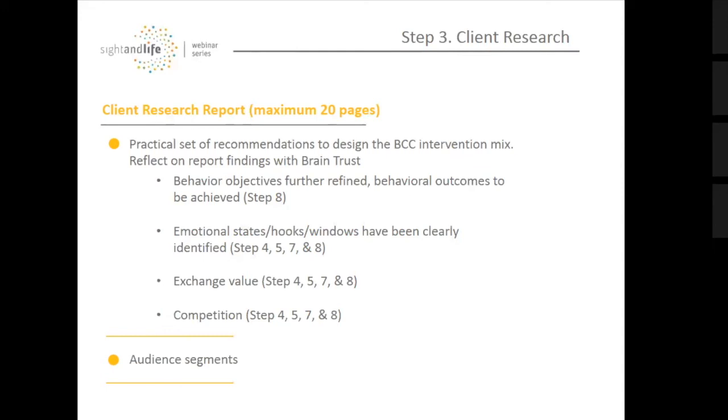The other thing that you need is to identify the exchange values. So what are the rewards or the benefits and the costs and constraints associated with the behavior? You need to see that spelled out in the report very clearly. And the last thing you need is knowing what other factors compete for the time and attention of your audience. So that should be part of the report.